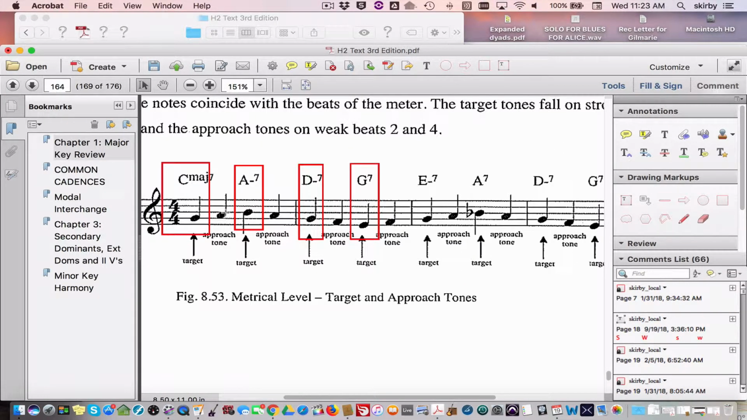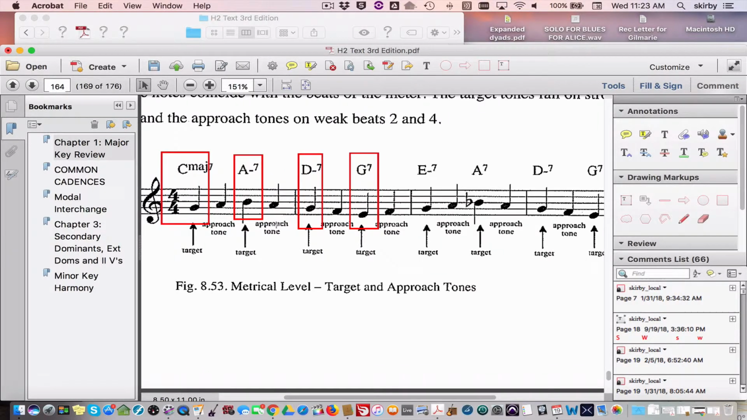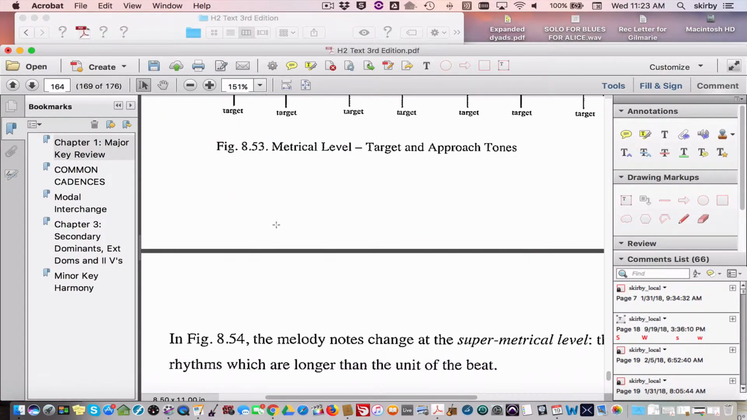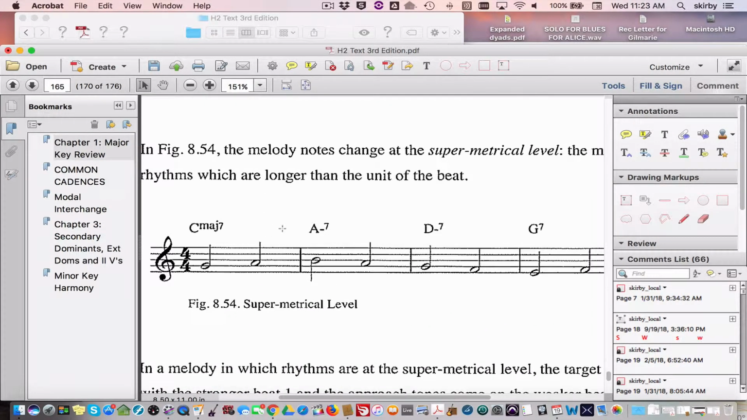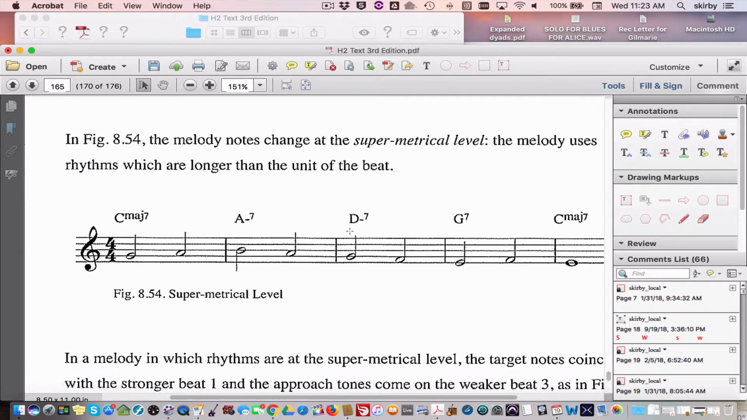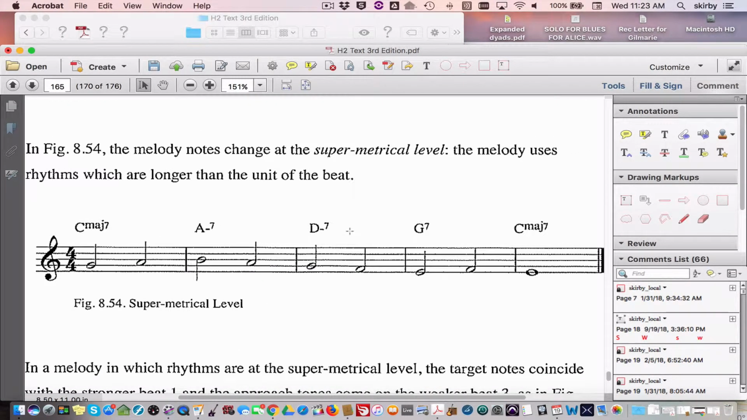This is the metrical level. The melody is at the metrical level here. It's at the level of quarter notes in 4/4. You can also have a melody at the supermetrical level. That means at the level where it lasts twice as long as the metrical level. So in this case, it would be half notes. It would sound like this.